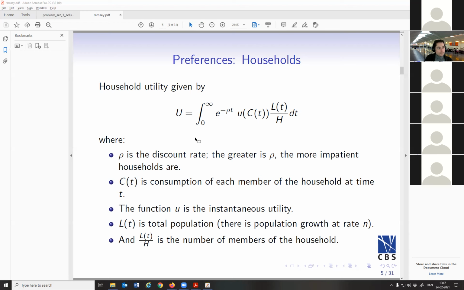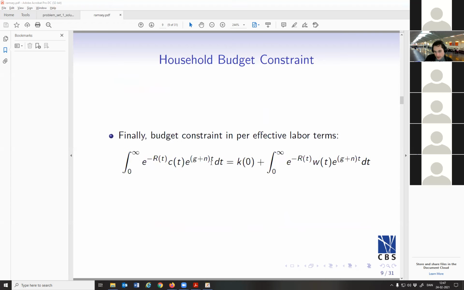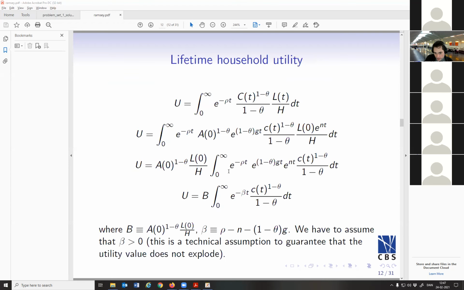And is that important in these models? Yes, it is very important. In fact, you'll see down here, we have a condition that we assume this beta is greater than zero. And you can see that beta involves rho. So basically we're saying people have to be impatient enough.